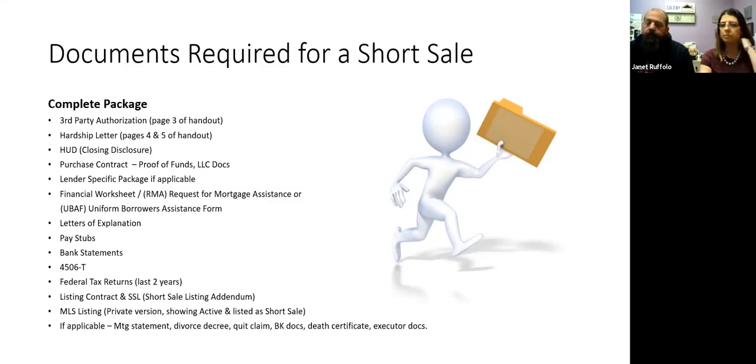This just helps us along the way: a mortgage statement, because that'll have the loan number on there. It'll sort of tell us how much they owe or how much they're behind, what the principal balance is.